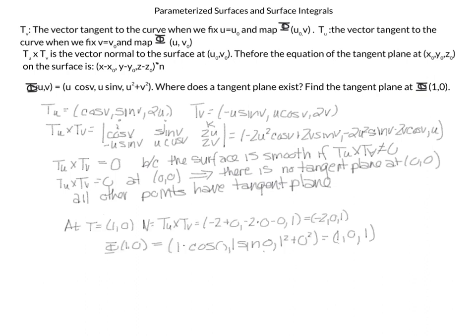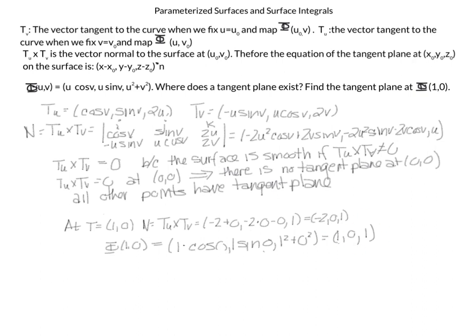Next, if I want to find the tangent plane at phi(1, 0), the first thing I can do is calculate my normal. I should write this as the normal next to t_u cross t_v. At the point (1, 0), I plug that in, and I'm going to get minus 2, 0, and 1. I also need my phi(1, 0), so I plug that into my function, and I get 1 times cosine 0, 1 times sine 0, which is 0, and then 1 squared plus 0 squared, which is 1: (1, 0, 1). So I have my normal, and I have my point on the plane.